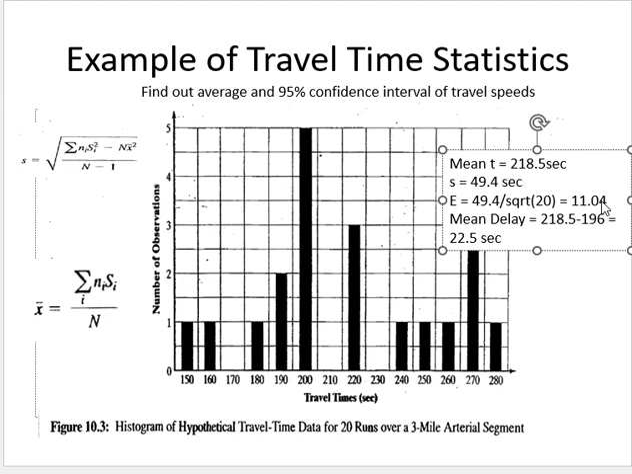Clear? Now we cannot do it for any two highways. It has to be the same. So the assumption behind this is the same highway. Clear? Now this is calculating delay using the travel time data.